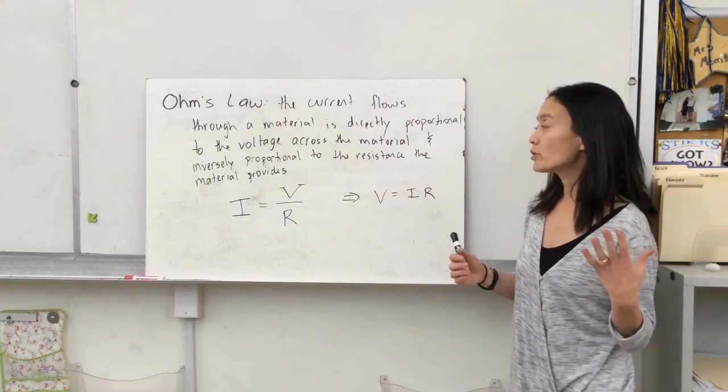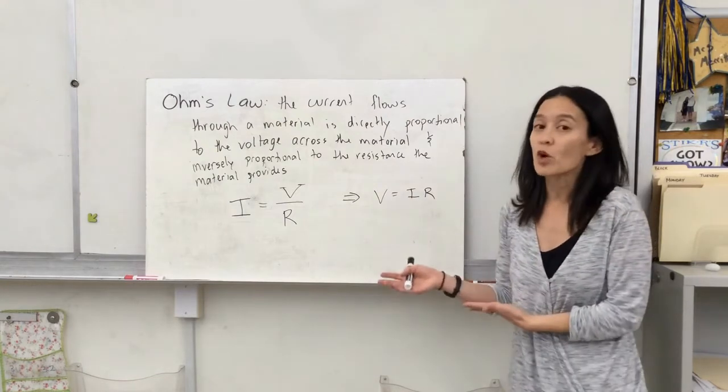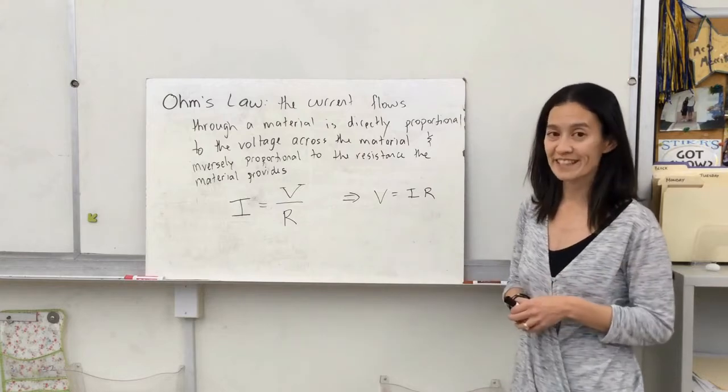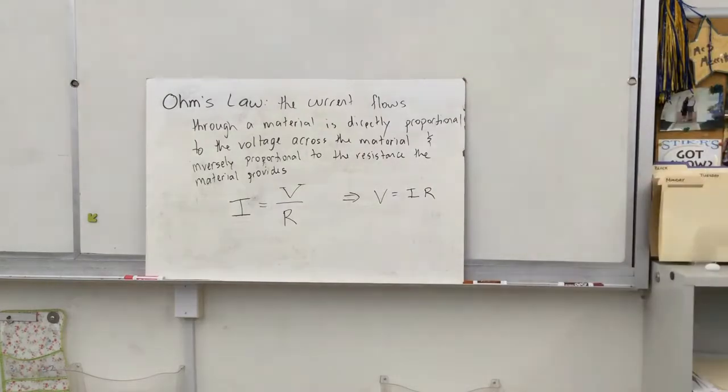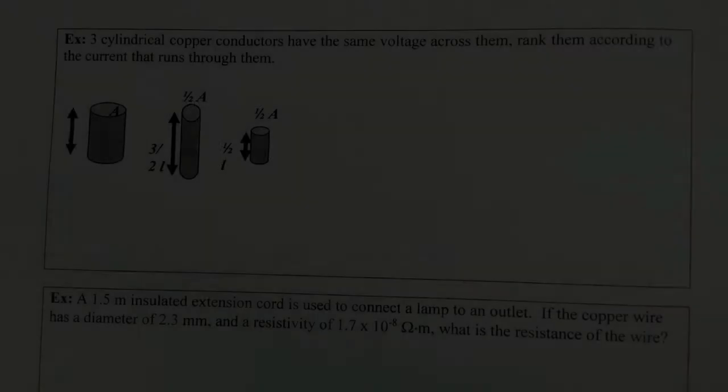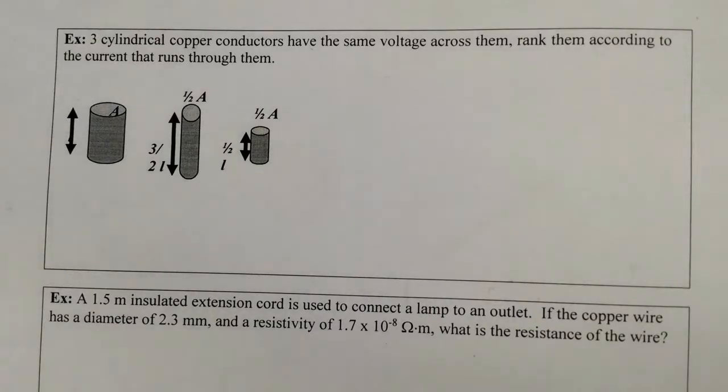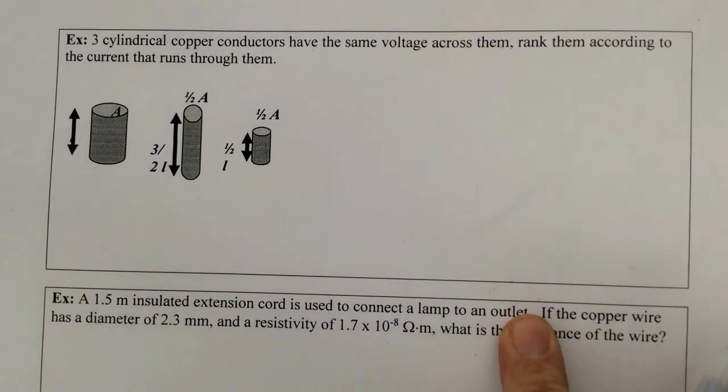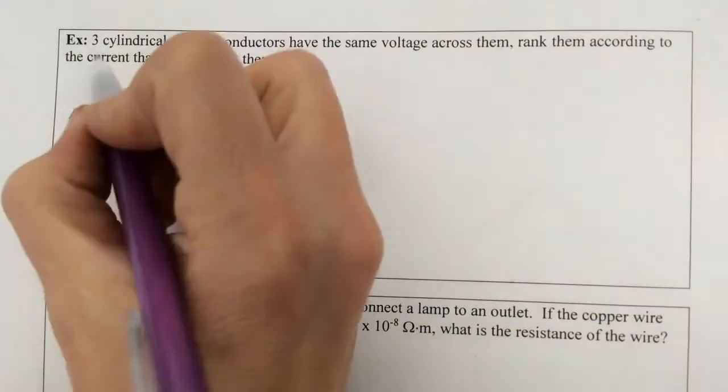So now we're going to move into looking at just some examples of Ohm's law. It's a pretty straightforward equation. These are meant to be some examples of the idea of resistivity and of Ohm's law. So this first example, you've got these three cylindrical copper conductors, and they have the same voltage across them. Rank them according to the current that runs through them.